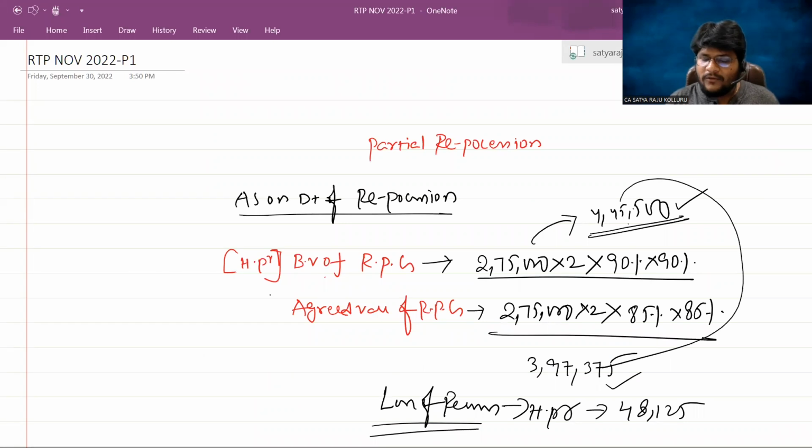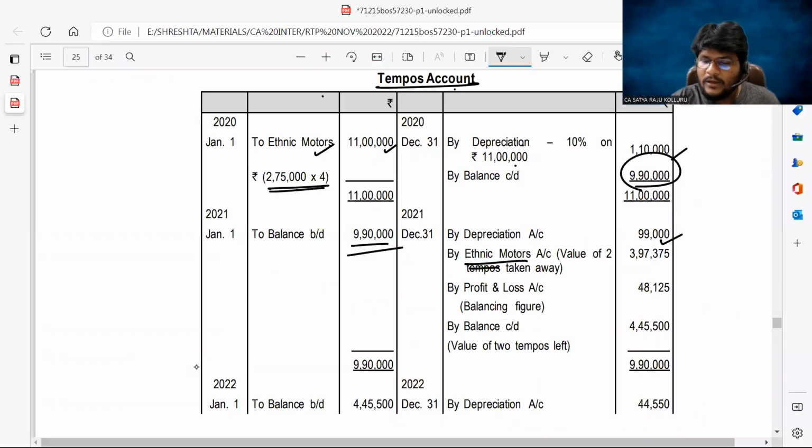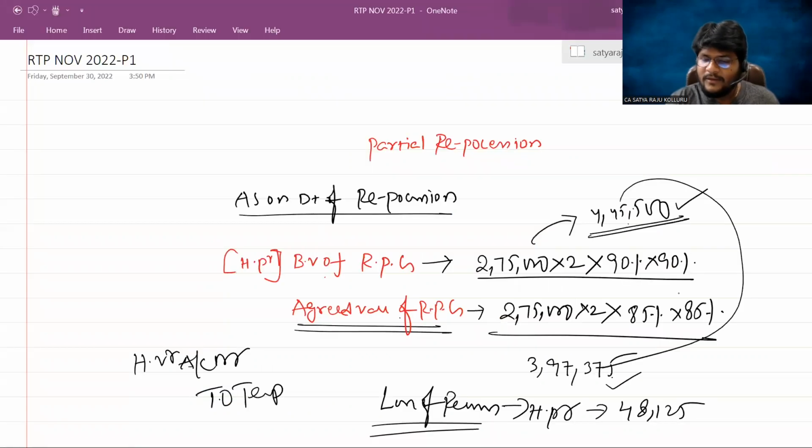Sir, the book value of the repossessed goods was 4,45,000, but the agreed value of the repossessed goods was 3,97,375. With this value, I need to reduce the vendor account, that is, the Higher Vendor account debtor to Tempo's account, because the Tempos were taken over by the Higher Vendor. Then in Tempos, buy Higher Vendor, in Tempos, buy Ethnic Motors, 3,97,375. The same figure as just now.